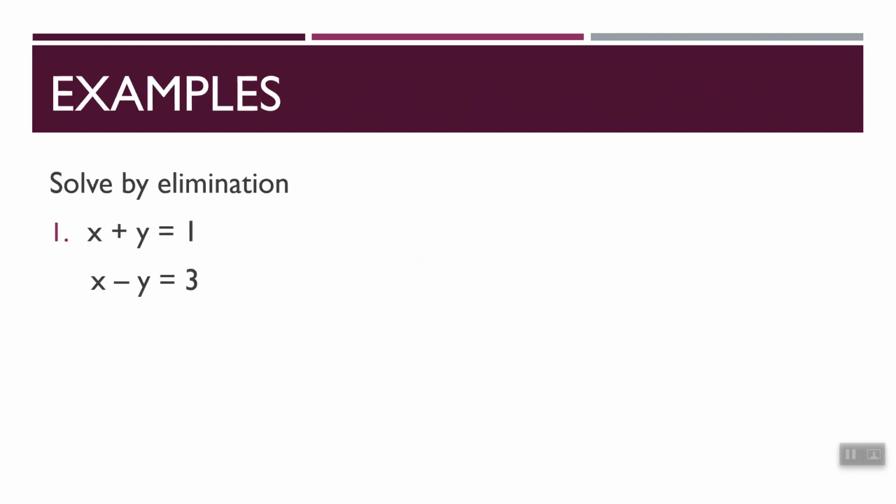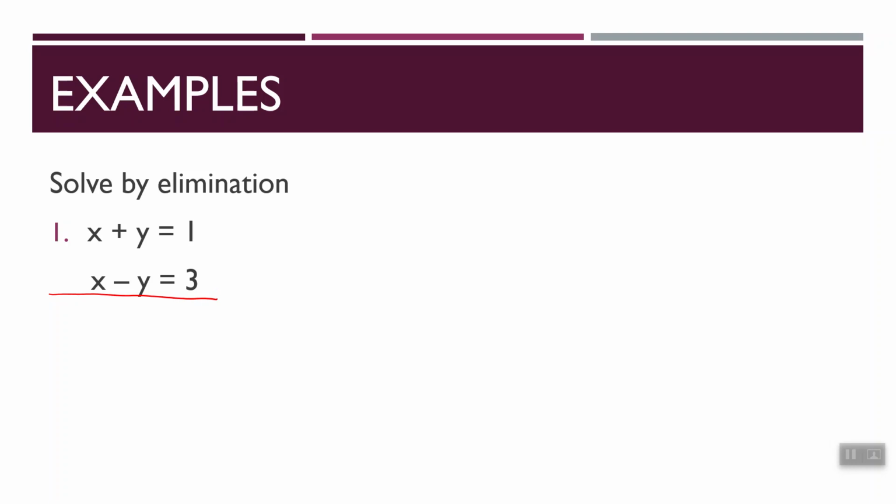So let's do some examples. Solve by elimination are all the instructions today. The first equation is x plus y equals 1, and the second one says x minus y equals 3. You can see that the y variable is the one that has opposite coefficients. We have a positive 1 in front of the y, and we have a negative 1 in front of the other y.